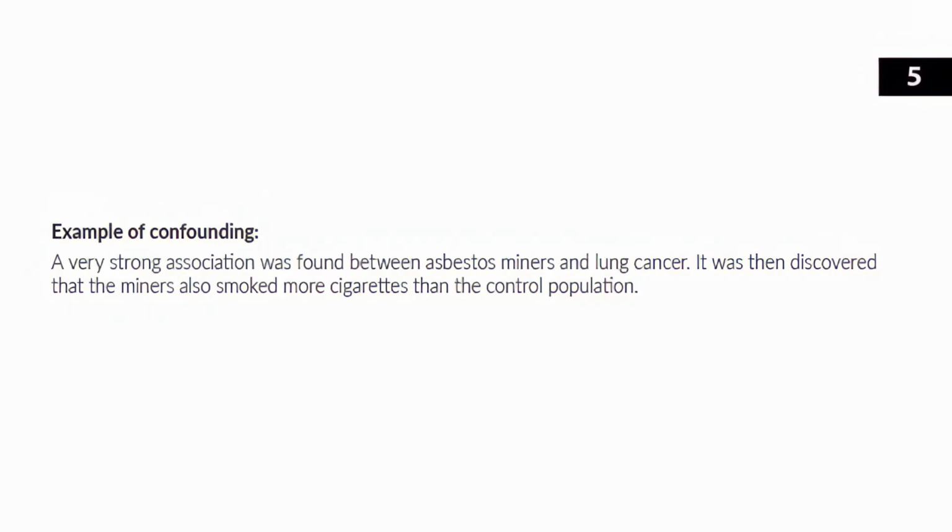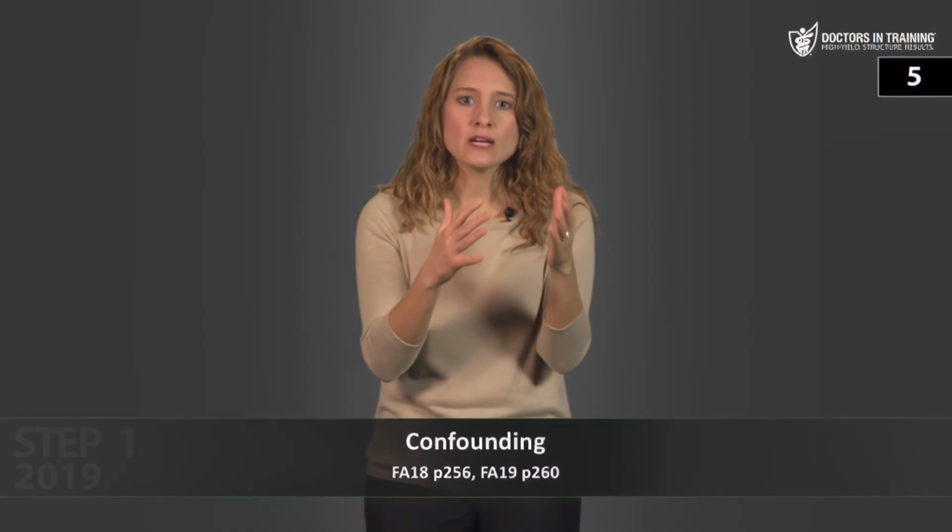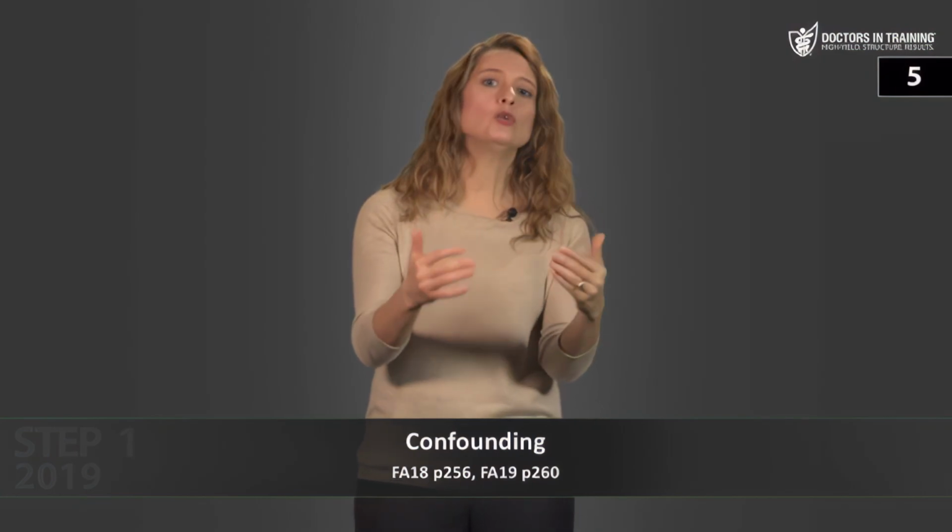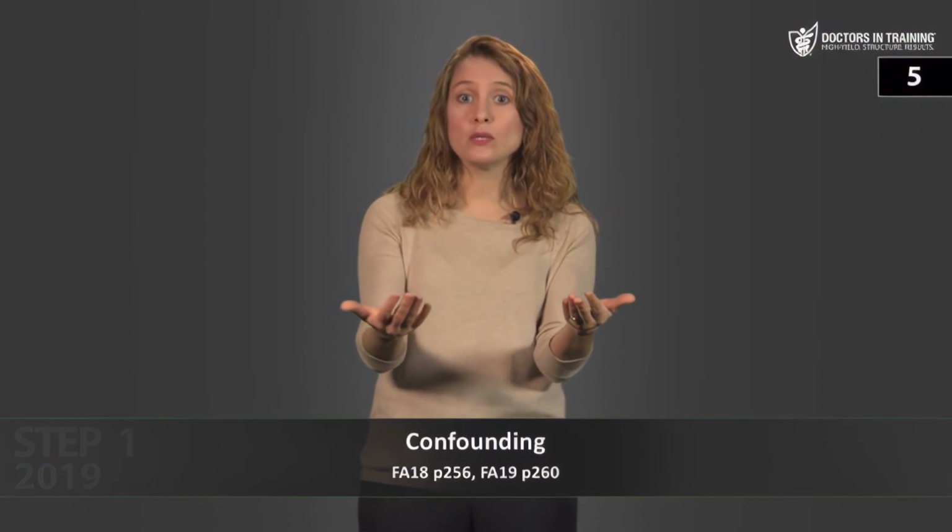So in your study guide, it says, a very strong association was found between asbestos miners and lung cancer. It was then discovered that the miners also smoked more cigarettes than the control population. This is, again, a popular example for confounding. So if you're looking at the association of asbestos exposure and lung cancer, you will find that there's a very strong association between the two.